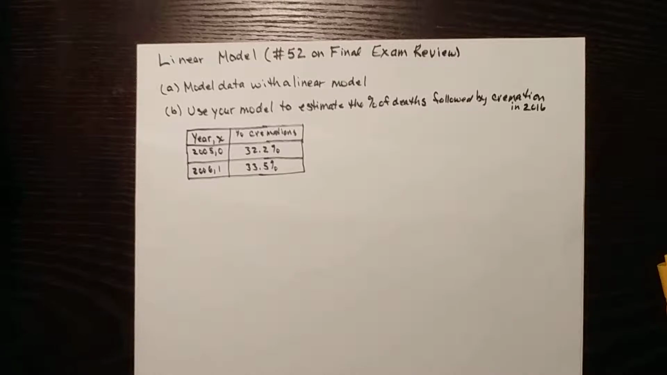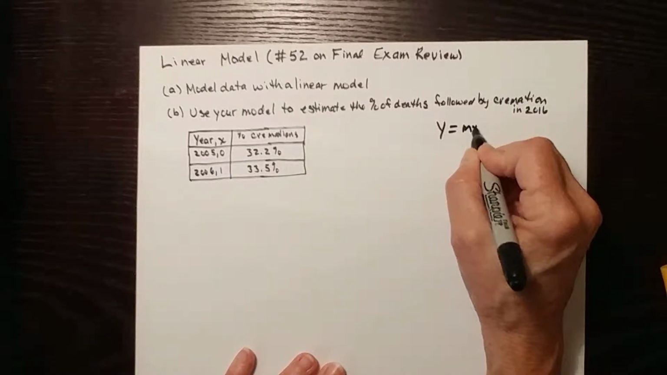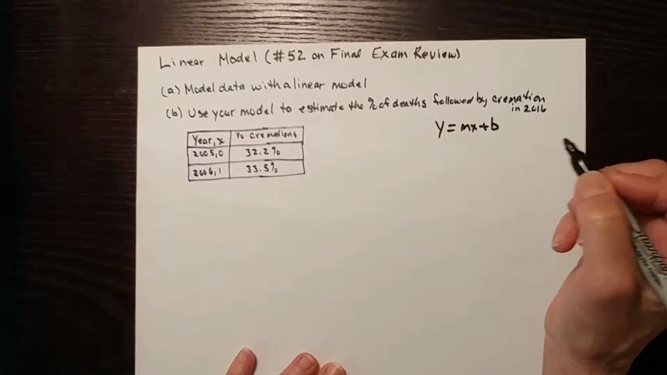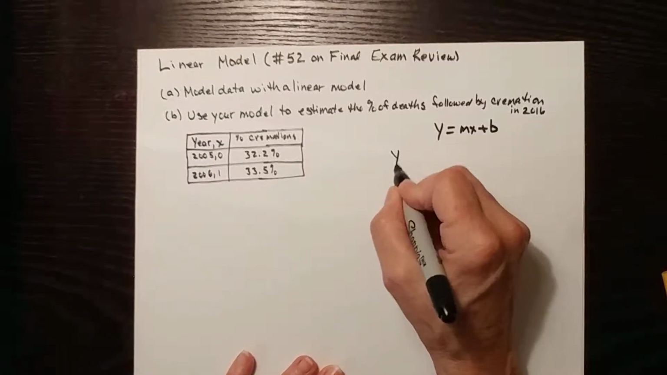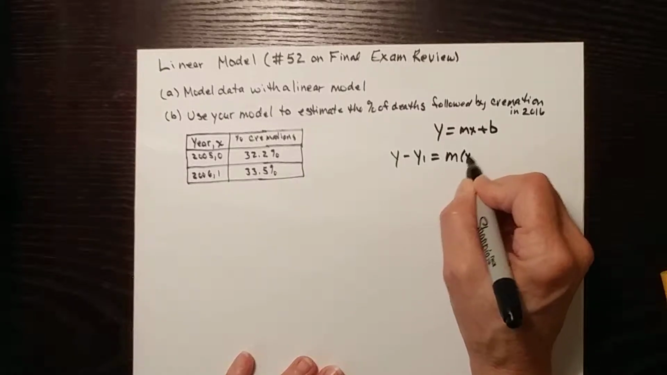If they didn't tell us that, what we would do is plot 3 or 4 points and see if it looked linear. And if it did, we'll say, okay, we're going to model this with the linear model. And the linear model we want to end up with is y equals mx plus b. But before we get that, what we need to have is a slope and a point. We could put it into point slope form. y minus y1 is m times x minus x1.